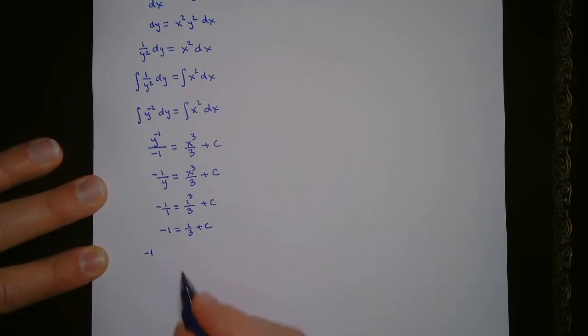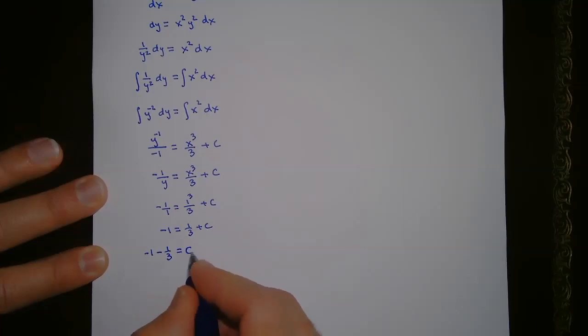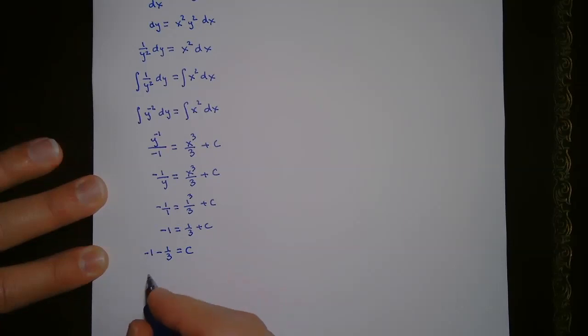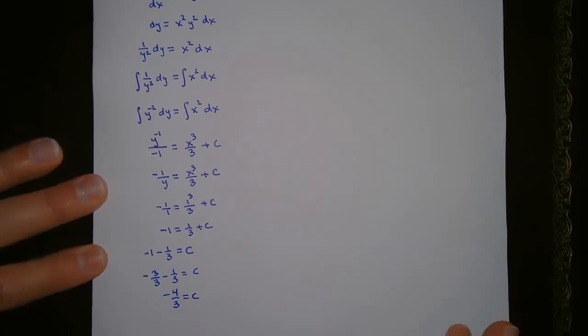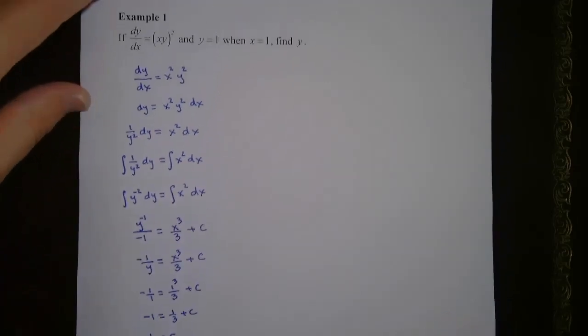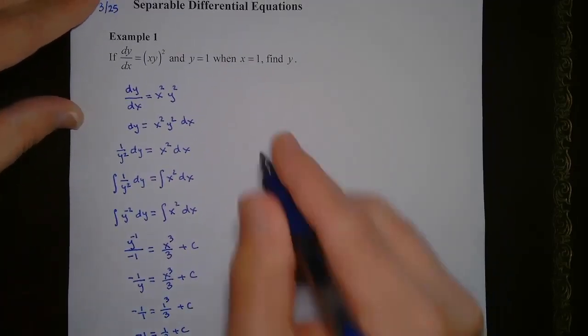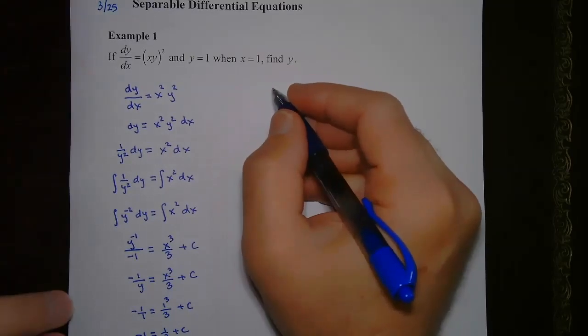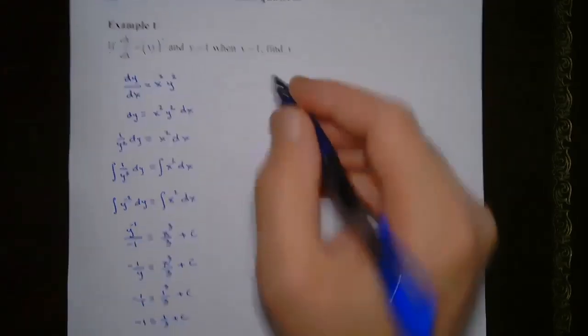I'm going to move the 1/3 to the other side. So that'd be negative 1 minus 1/3 is equal to c. Now negative 1 can also be written as negative 3/3. So this would be negative 3/3 minus 1/3 is equal to c. So that's negative 4/3 is equal to c. So there's my constant now. Okay, so now we have what we have, and I'm going to come back up a little bit.